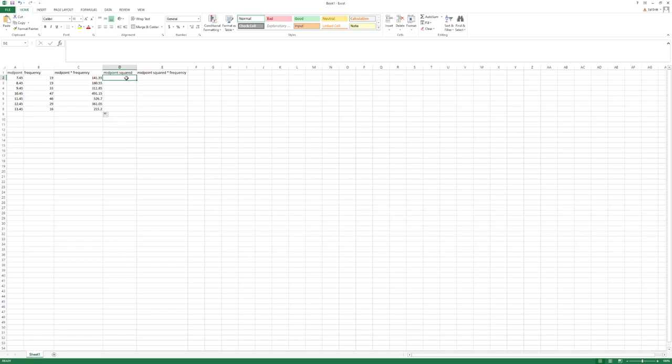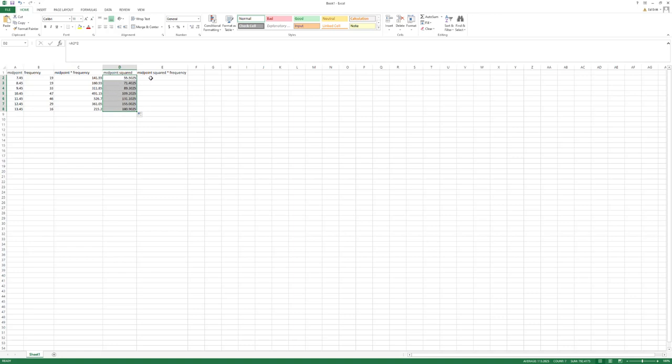Now, the midpoint squared, the way you do a squared number, we'll do equals, so the midpoint's in A2. So we say A2, and the way that you square, you use shift 6, that's the little up caret, and then if I want to square a number, that's how you put it to the second power. And so that is 7.45 raised to the second power. Now, if you double click here in this little corner, watch what happens. It does it for all of those midpoints. So that's the midpoint squared.